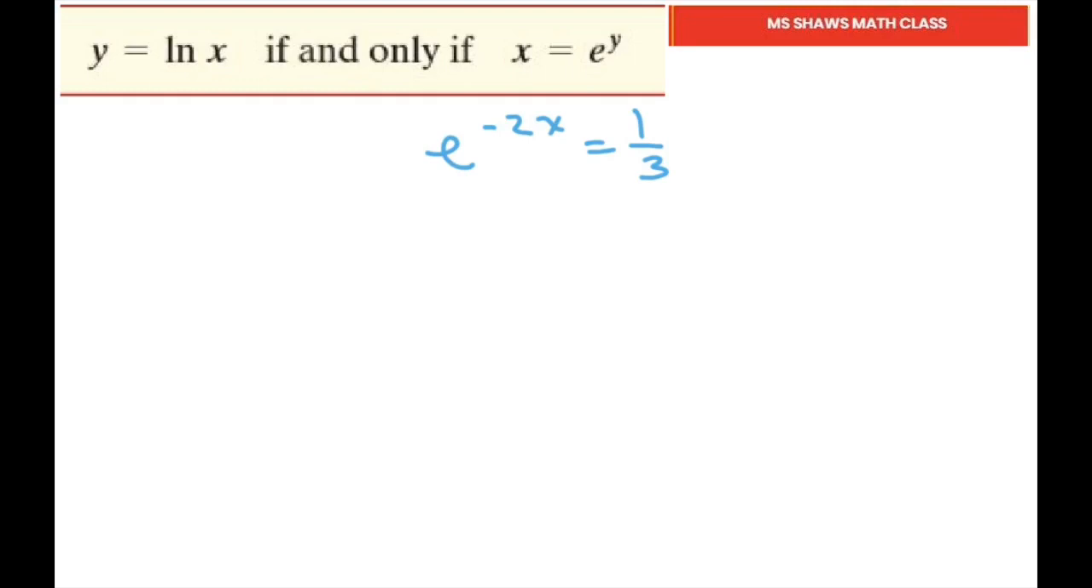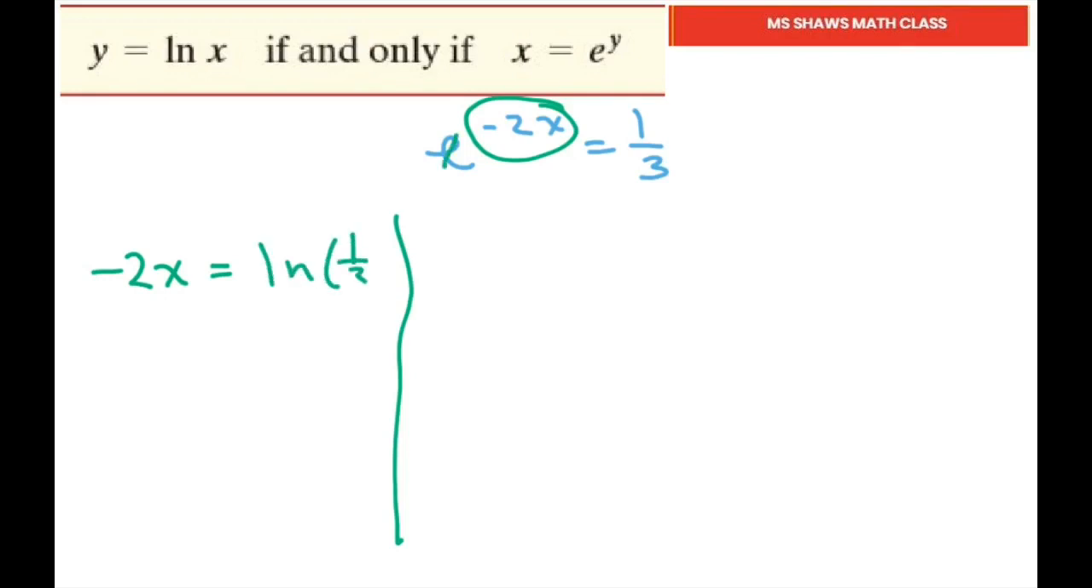Okay, so this one's the same way. If we use our formula, you're just going to bring this guy down. So you bring him down, so it's negative 2x equals, instead of e, we're going to write ln of 1/3. So that's going to be negative 2x equals ln of 3 to the negative 1.